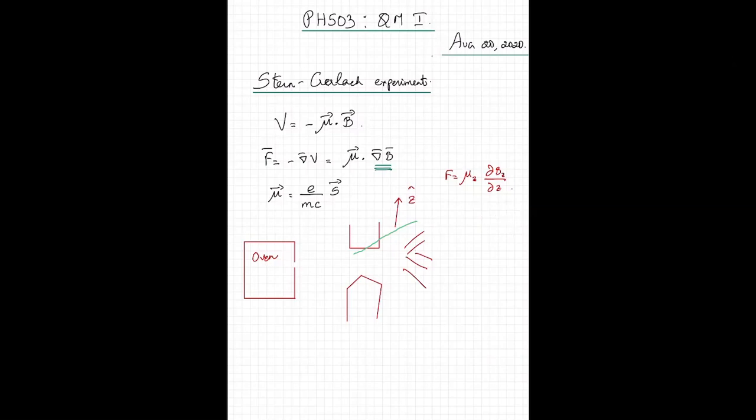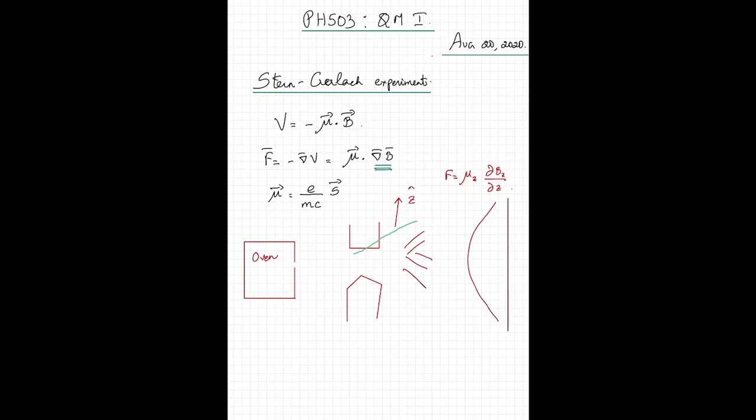So if you put a screen over here, classically you would expect that the silver atoms will be deflected in all possible directions. So you will get a spread like this. There's a bunch of particles over here, a bunch of particles over here, a bunch of particles over here.